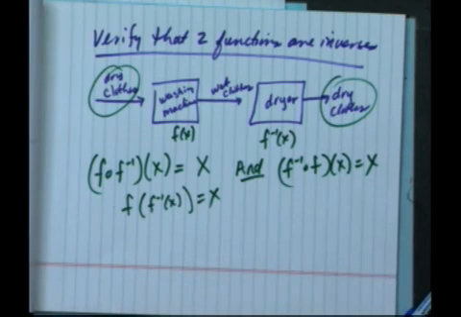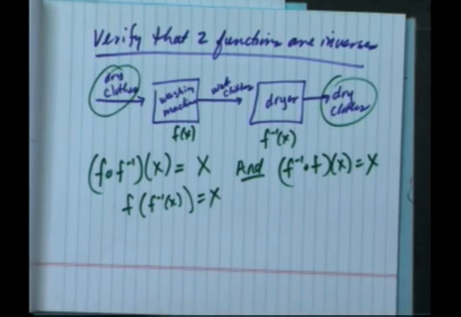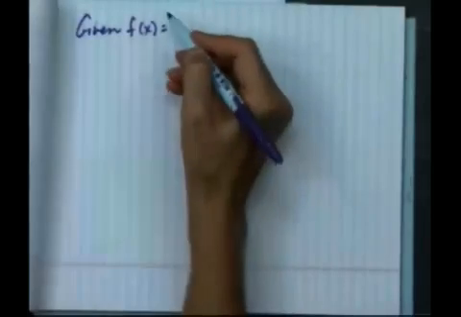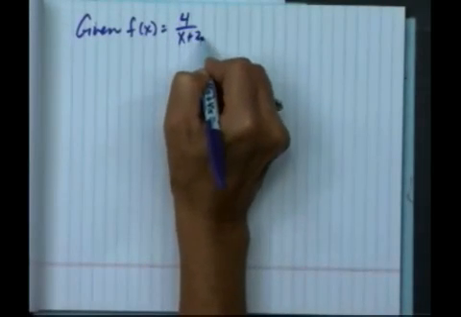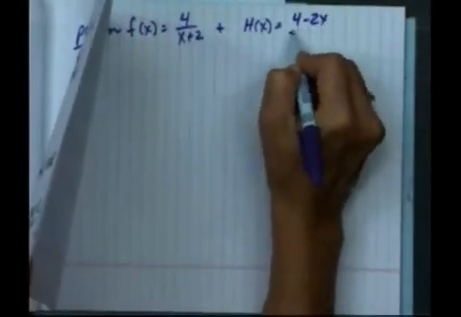All right, so let's take the example we just did. And the first time we're going to do it, we're just going to verify it with numbers. To verify with a particular number doesn't say it's true for everything, but we get the hang of substituting in and see where everything's going. So we want to say given f of x equals 4 over x plus 2, and I'm just going to name this h of x. H of x equals 4 minus 2x over x.